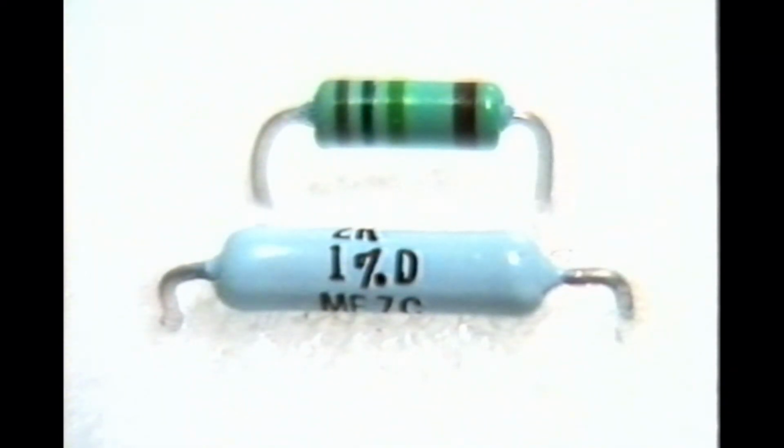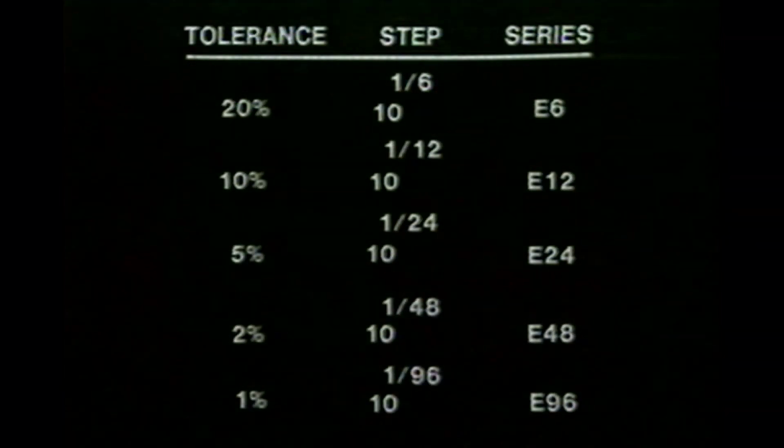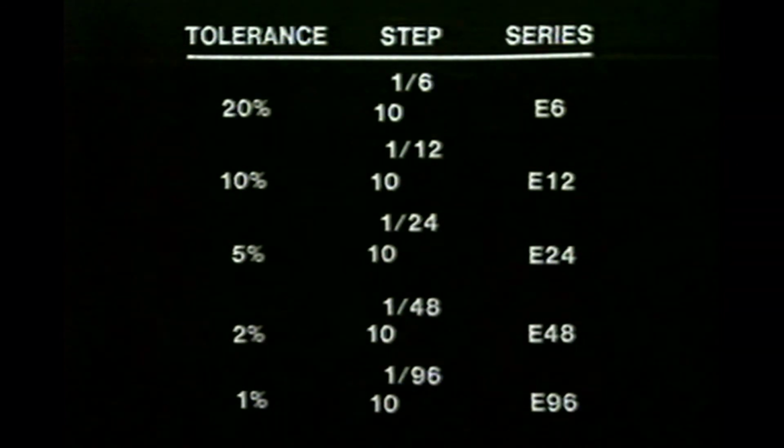A further increase to 2 and 1% in tolerance yields a series of resistors used in high precision applications. These high stability, close tolerance resistors have 48 and 96 values per decade respectively, and is known as the E48 and E96 series. By way of summary, identification methods fall into 3 categories: that of direct marking, typographic code, and color coding.